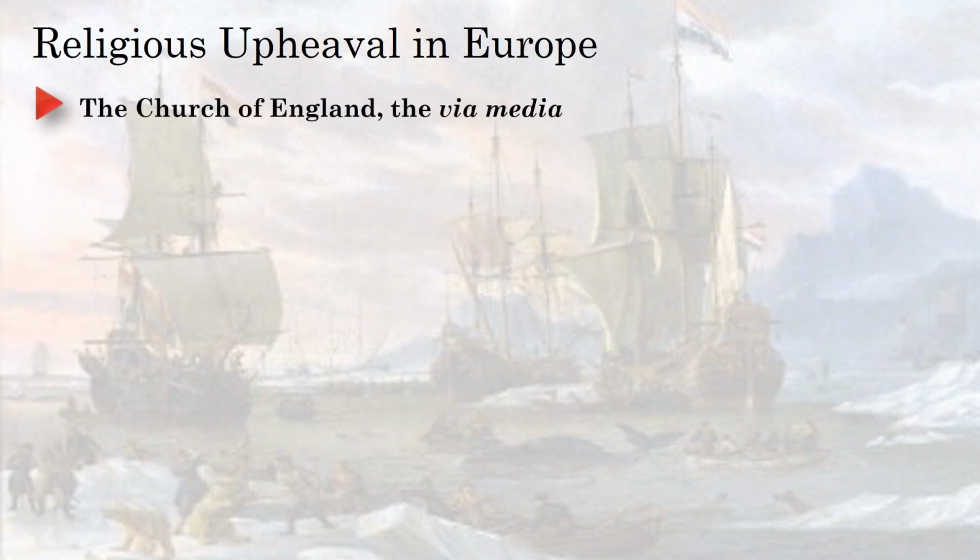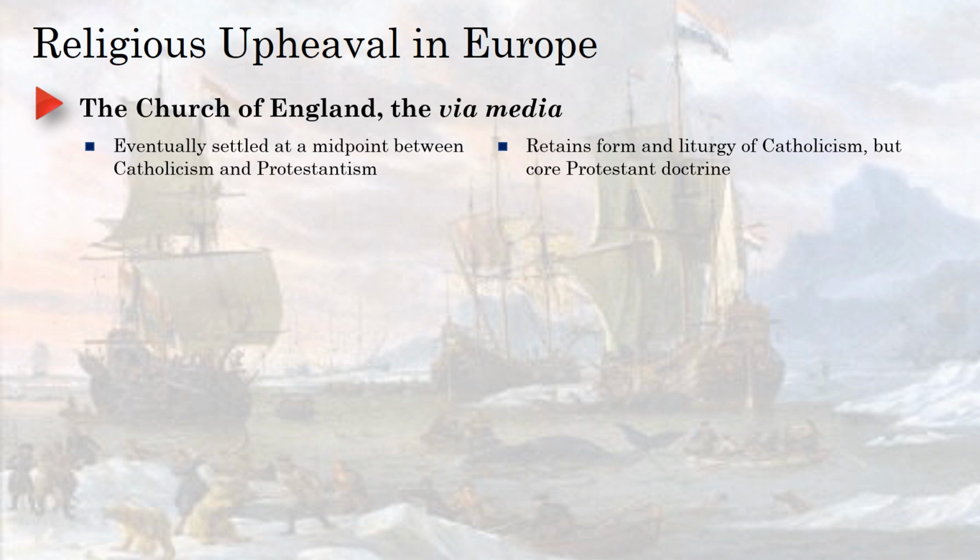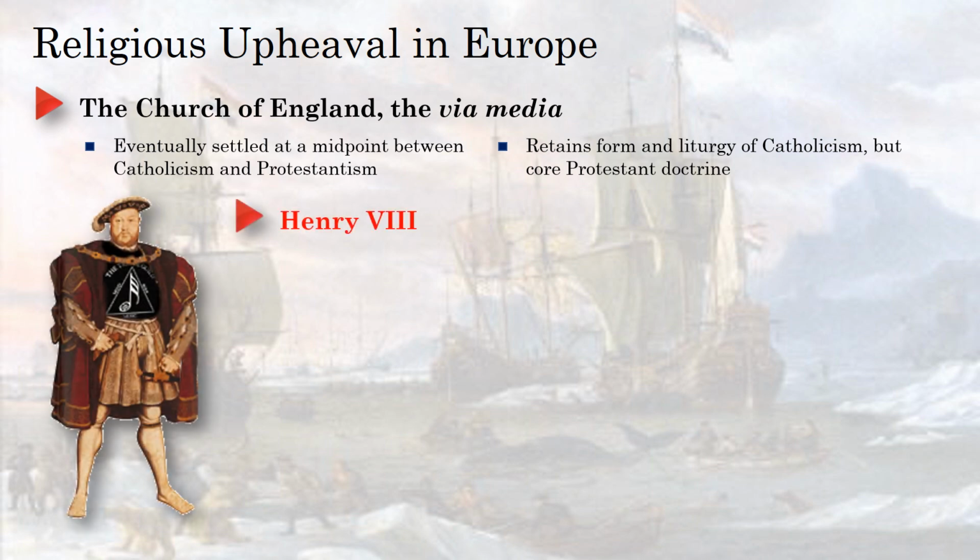Well, in England, the Protestant Reformation took kind of a middle path. And so historians call that the Via Media, or the middle way. The English church, English Christianity, eventually settled at something of a midpoint between Catholicism and Protestantism. And I'll show you what that means in a little bit more detail. But that means that the English church retained the form and the liturgy of Catholicism, but also taught explicitly core Protestant doctrine.